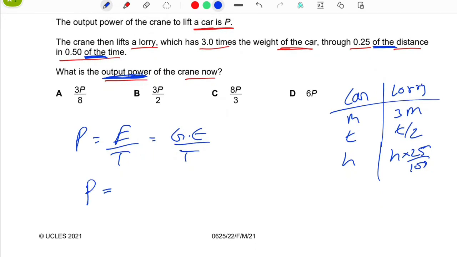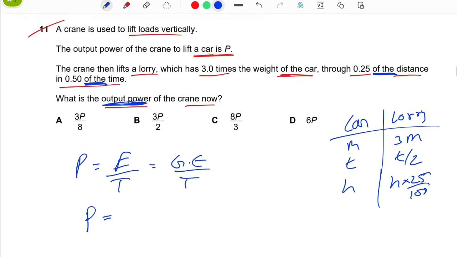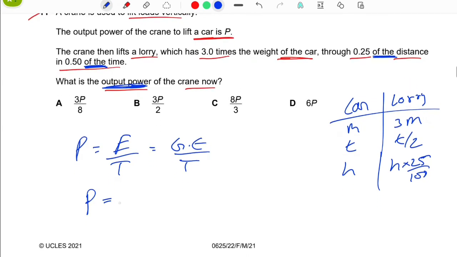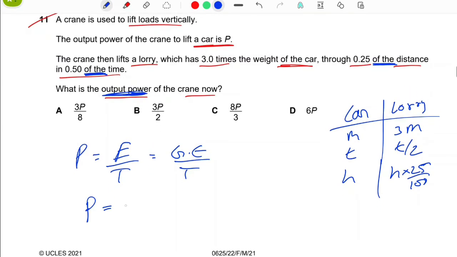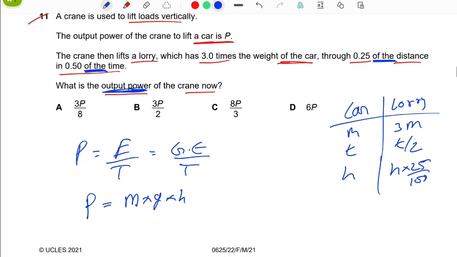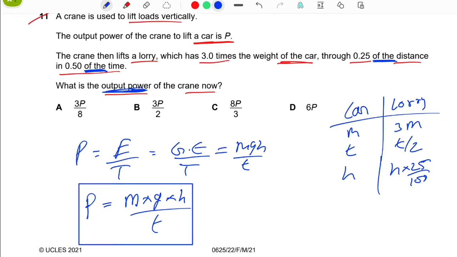So P is equal to... they have already given the power of the car, so we will first write that. Power is equal to energy, which is equal to m into g into h, because we are going to use mgh over here, because gravitational potential energy is equal to mgh, upon time, divided by time t. So this is the formula for power, and this is the power for the car.